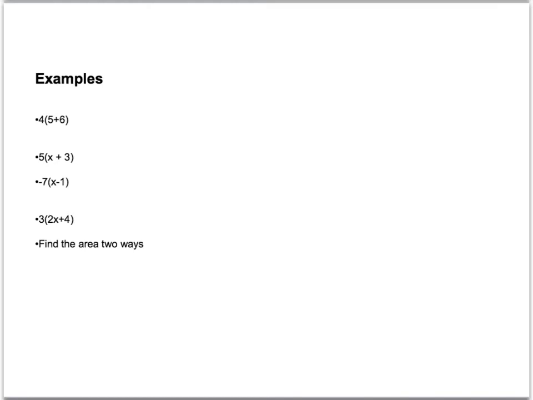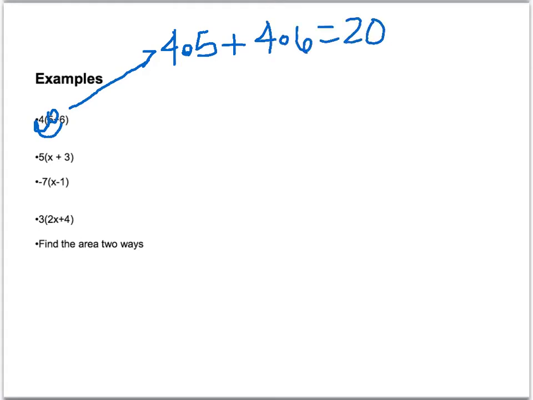So if I want to do 4 times the sum of 5 plus 6, I could draw a little arrow here. It would be 4 times 5 plus, because I have addition right there, 4 times 6. Well, 4 times 5 is 20, plus 4 times 6 is 24, and my answer is going to be 44.